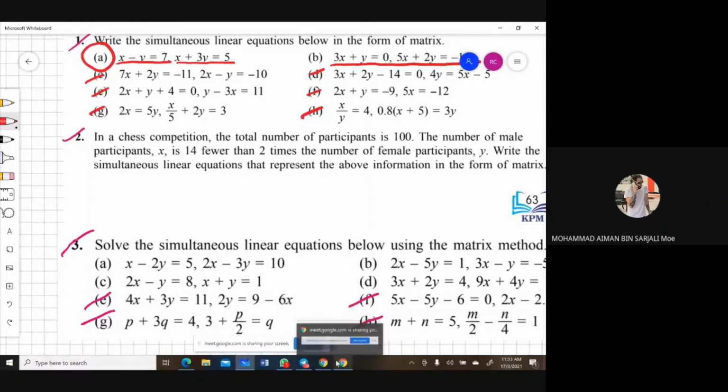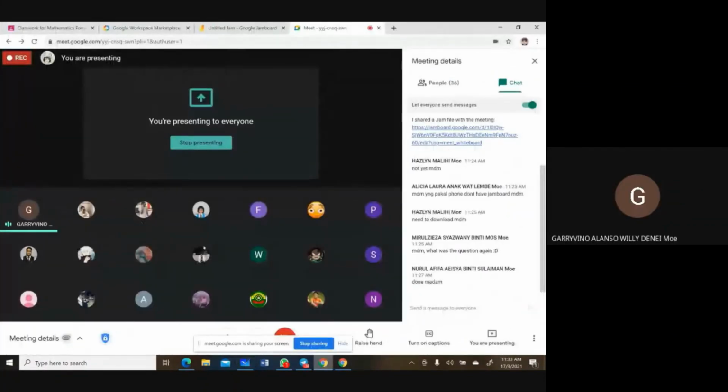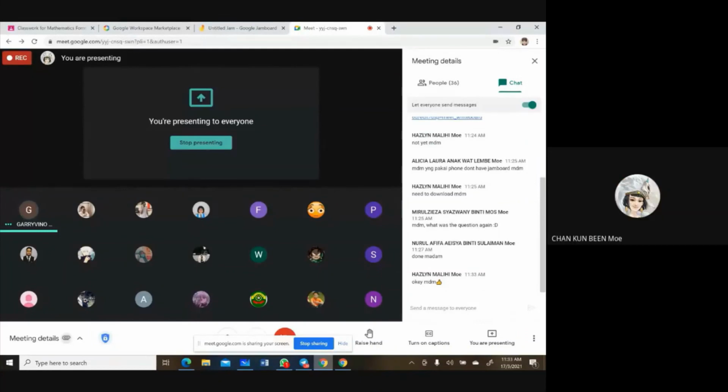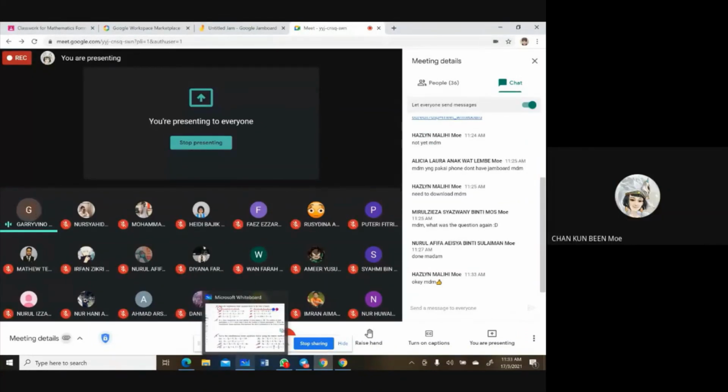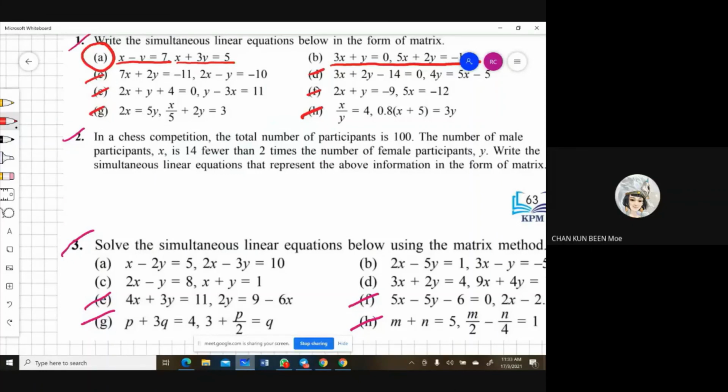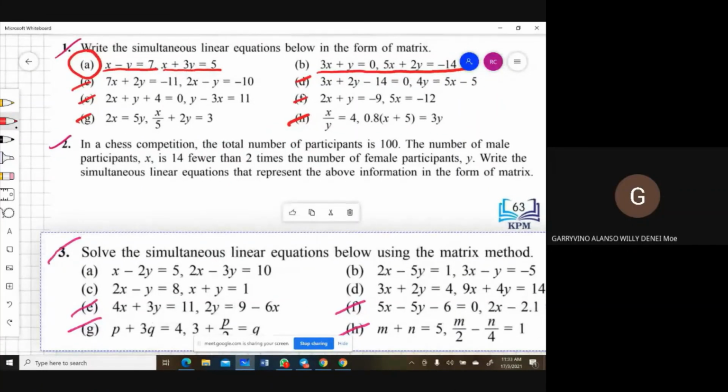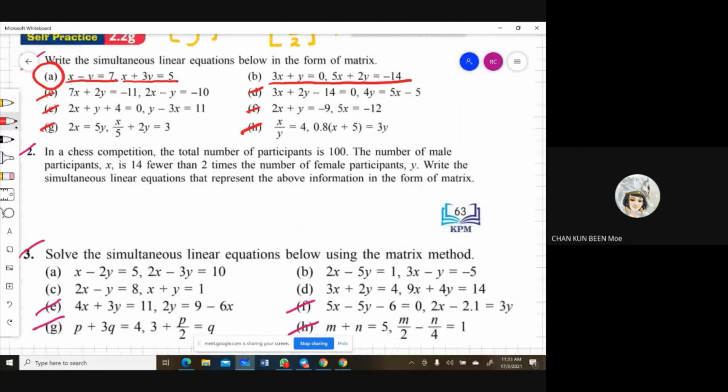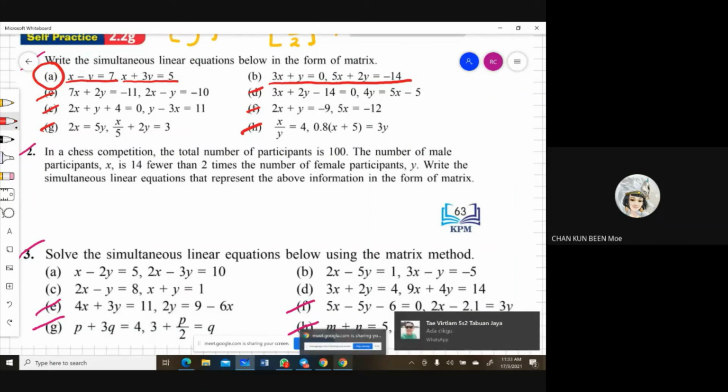What's the question? Repeat the homework, is it? Okay, here is the homework. Can you see I'm sharing the screen with you? Number 1, do all, exclude A and B. Number 2, you have to do it. Number 3, you have to do E, F, G, and H. Number 3, E, F, G, H, yes.